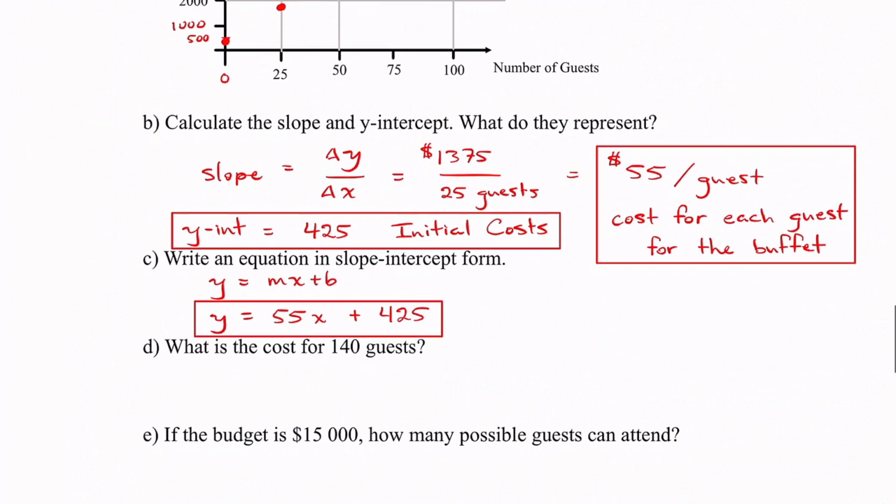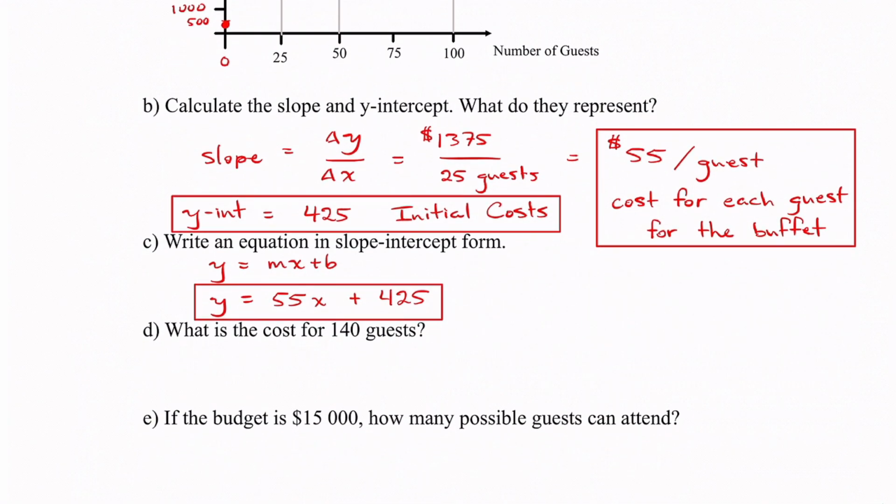Now part D says what is the cost for 140 guests? So 140 guests is going to be our x value. Remember up top, we had those guests listed as x. So I'm going to put 140 into my equation: y equals 55 times x, and x is now 140, plus 425. So it's $55 for all the 140 people plus $425 that we needed to rent the hall. When I throw that in my calculator, I'm going to get $8,125.